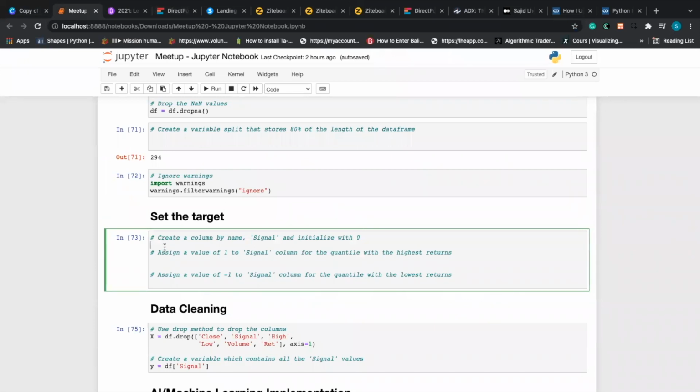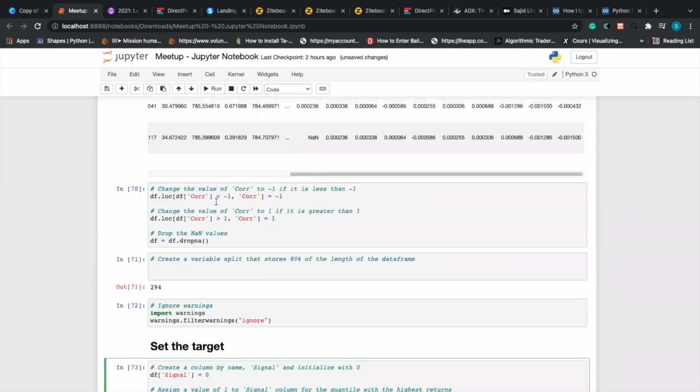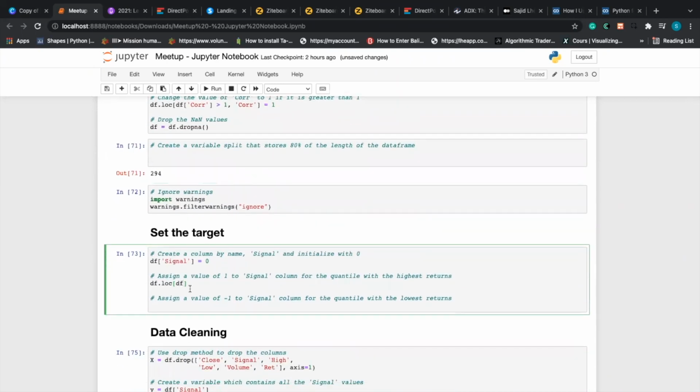Essentially, we are going to first create the column which is going to be called signal, df signal, and we are going to create a column filled by 0. And in order to locate the value up, I'm going to come back to the correlation coefficient later, because I just want to finish what we started, which means setting the target. That's very important for the machine learning algorithm.